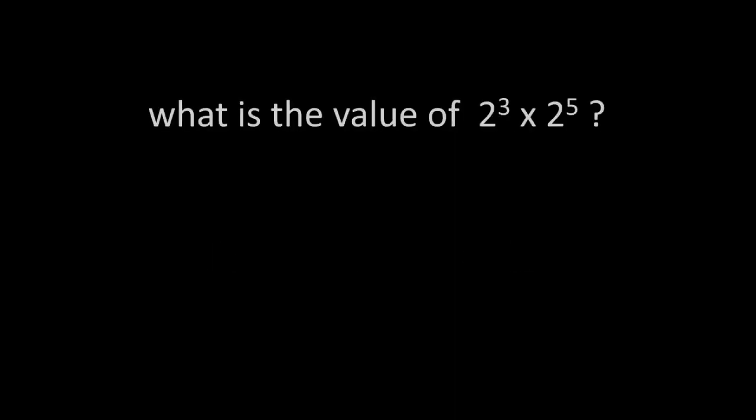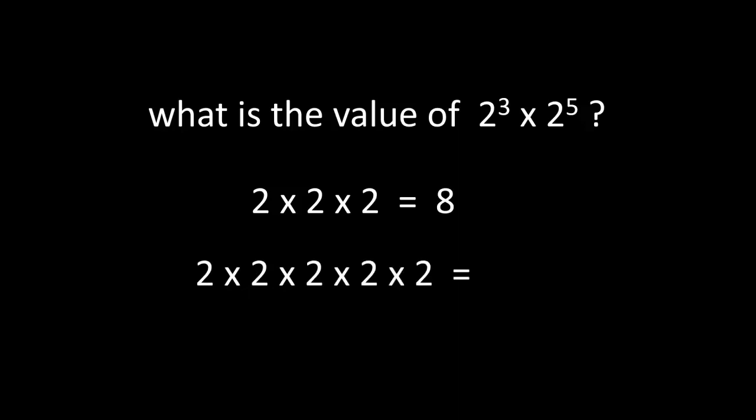2 to the power 5, what does that mean then? Well, that means we write down 2 5 times and put multiply signs in between. And if you work that out, you get the answer of 32. 2 to the power 5 is 32. So let's have a look at if we multiply two numbers when they're in index form. So what is the value of 2 to the power 3 times 2 to the power 5? Well, what we could do is work out 2 to the power 3, that's 8. We could work out 2 to the power 5, that's 32. We could multiply them and we get the answer 256.